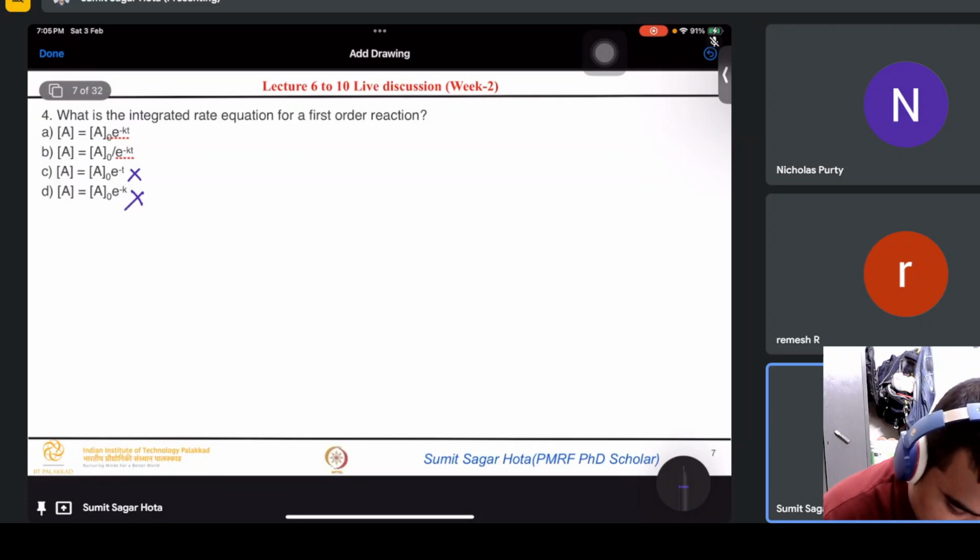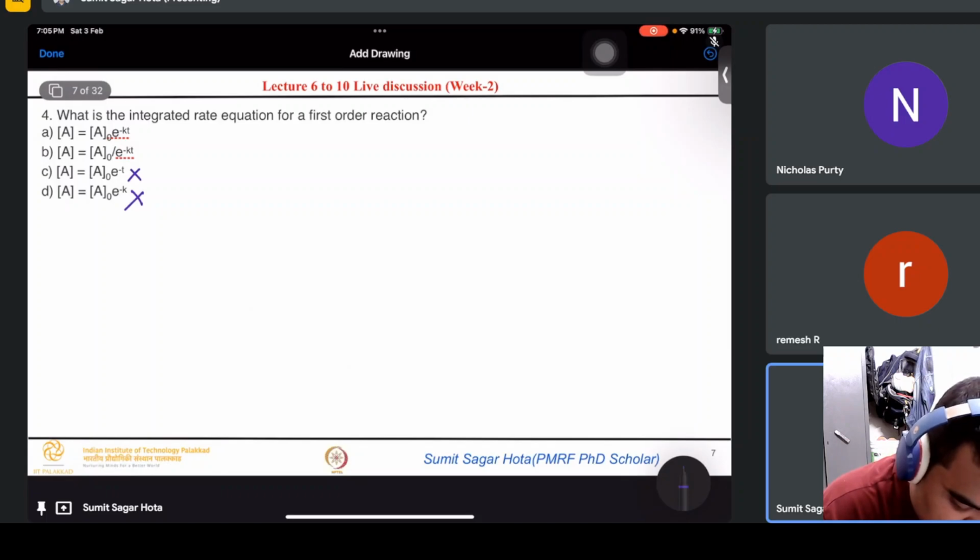Now the only options are a or b, and that means b will be the option. That means it's a naught divided by e to the power minus kt. A reaction is said to be first order if the rate of reaction depends upon one concentration term only. That's what the idea.